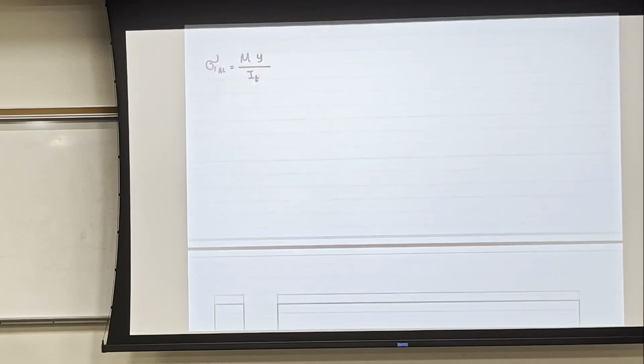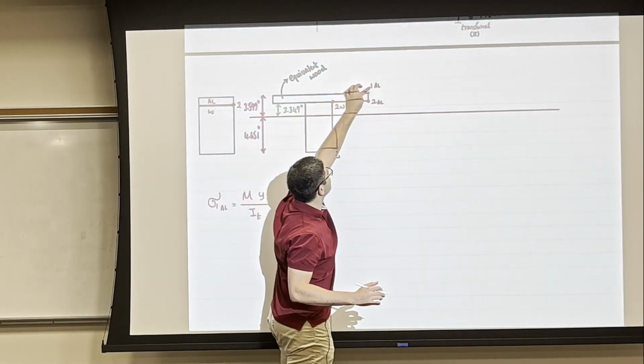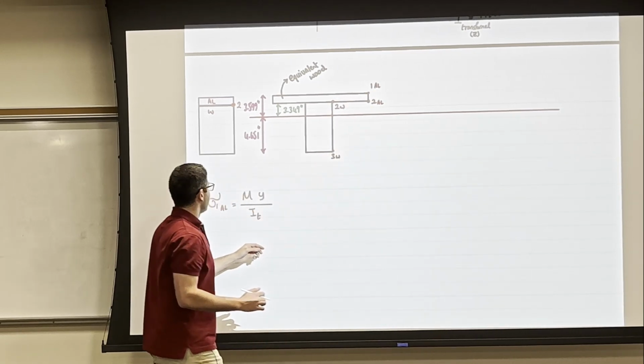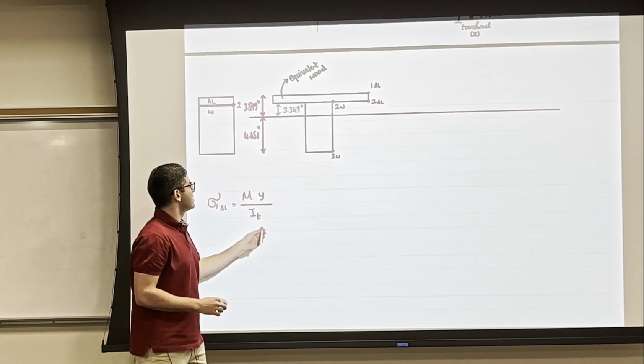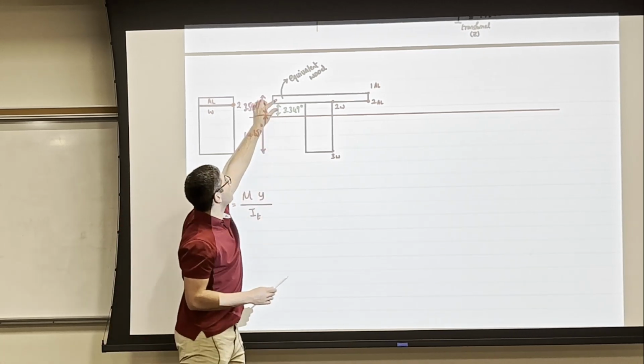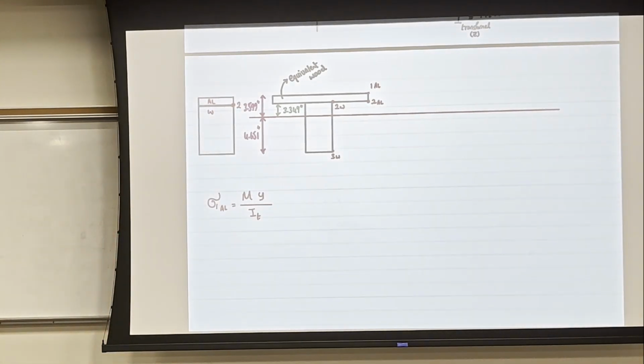So for all the transformed wooden part, which is 1Al and 2Al, we're going to find My over I, and then we're going to modify this stress by n to convert it from wood back to aluminum. Okay? I hope it's clear. So for 1Al, I'm going to multiply by n. And that's going to be the same for 2Al, which is My over I transformed multiplied by n.